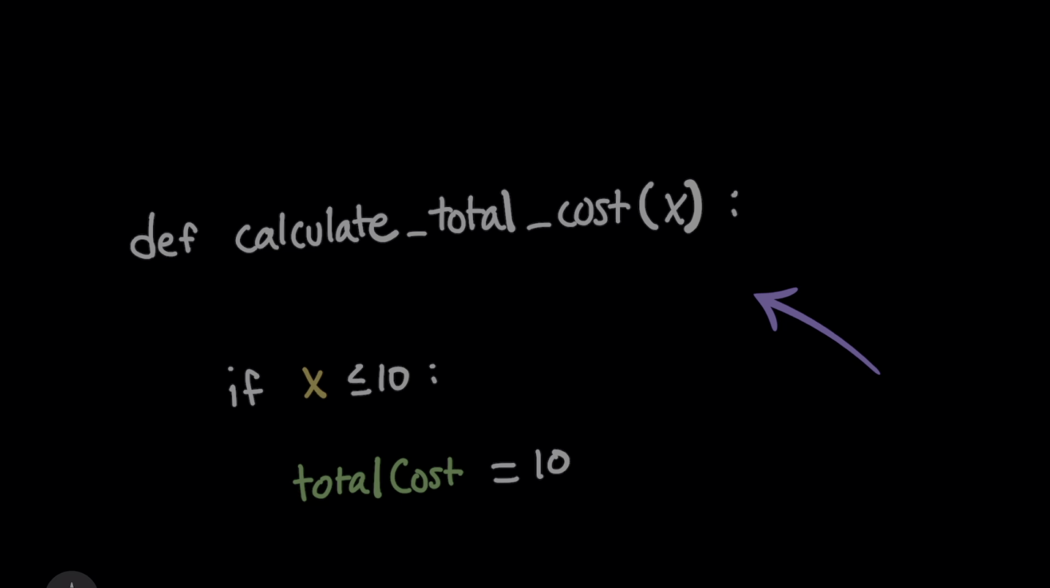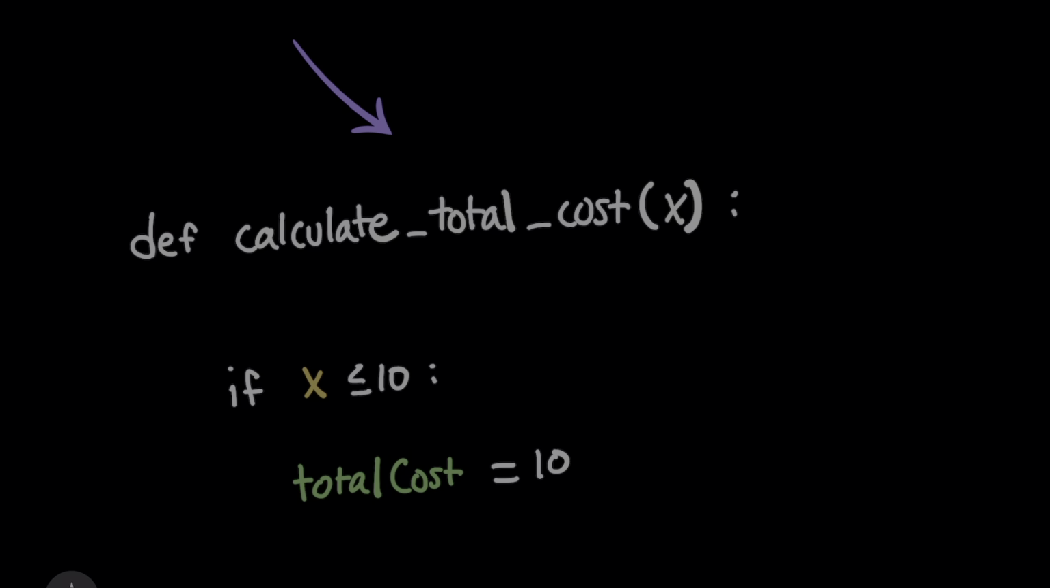Now, bear with me. I know I'm not using miles here, but for this function, it's going to take as input what we're going to call x, which is a variable that's going to represent the number of miles driven. And for this function, the word def means define. So we are defining a function, and then you give it a name, which in this case is calculate total cost.